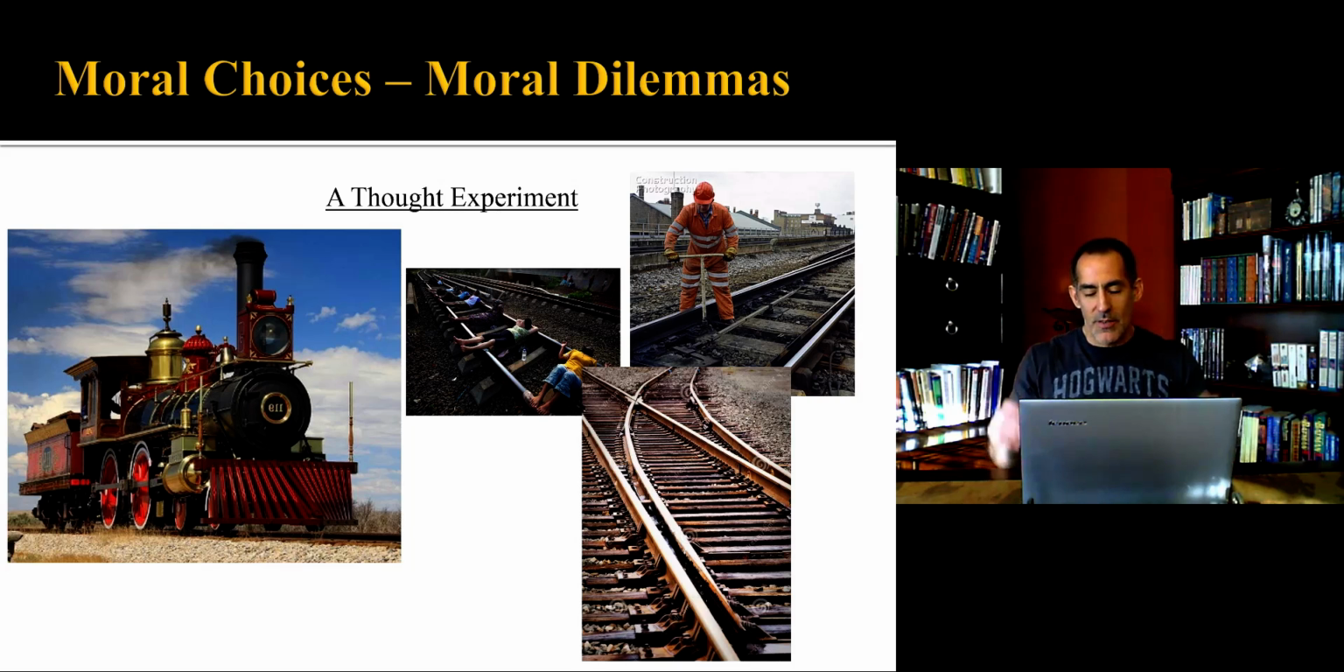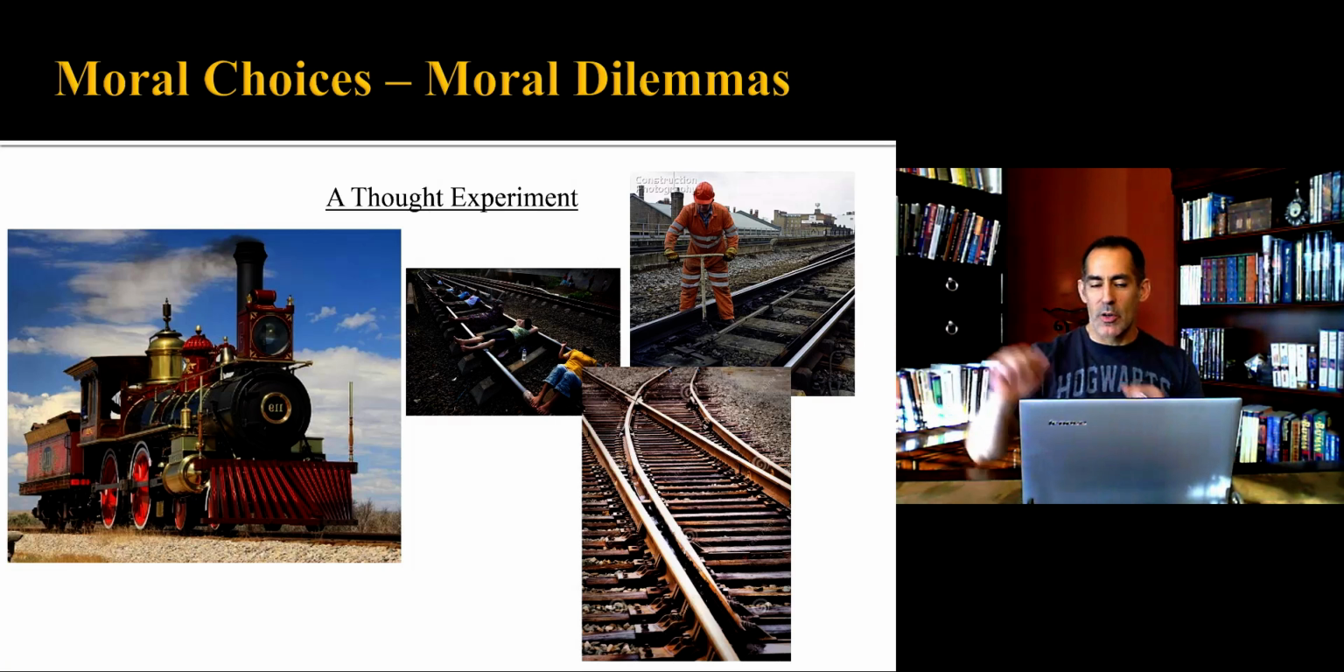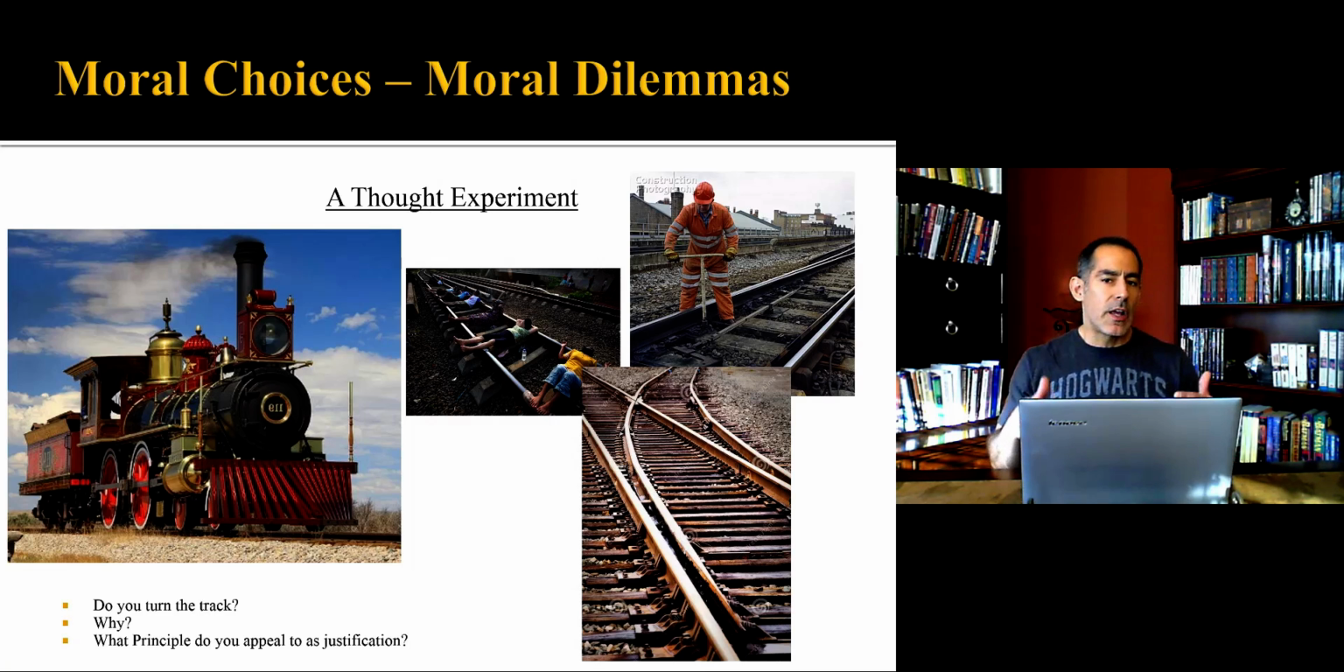Okay, so for the purpose of the scenario, you've got to kind of play with the assumptions, just go with the assumptions. Okay, so what do you do? You've got two choices. Switch the track or don't switch the track. If you don't switch the track, 6, 7 people are going to be killed. If you do switch the track, 1 person is going to be killed. What I want you to think about is not only do you turn the track, why did you turn the track? What are the things that are what we call principles by which you make this decision? So stop again and think about that for a second.